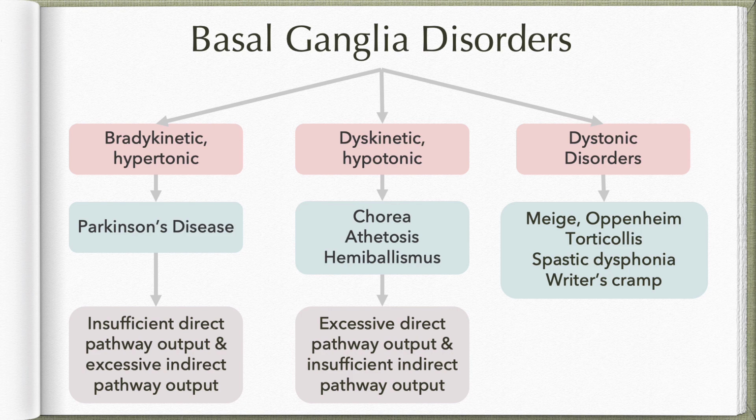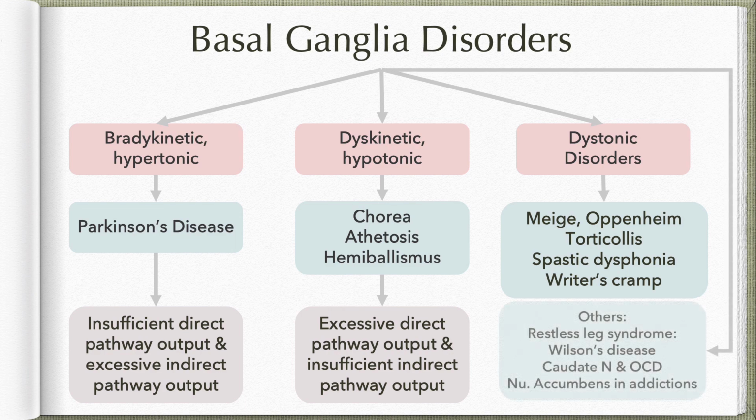Spastic dysphonia, where laryngeal muscles become hypertonic or dystonic, and that will result in altered sound production. Or writer's cramp, wherein the forearm and hand muscles undergo dystonia. Often it is found that deep brain stimulation of globus pallidus will result in relief from these symptoms. Then there are some other basal ganglia disorders which include restless leg syndrome. That is because of decreased iron in substantia nigra pars reticulata, and also reduced D2 receptor binding in striatum.